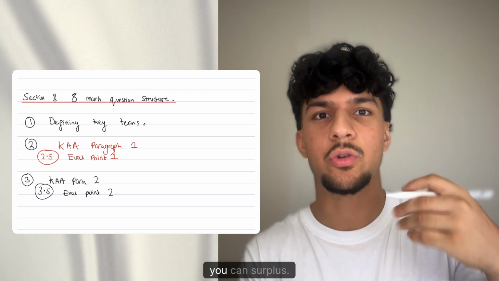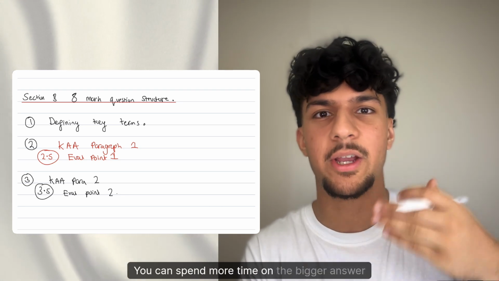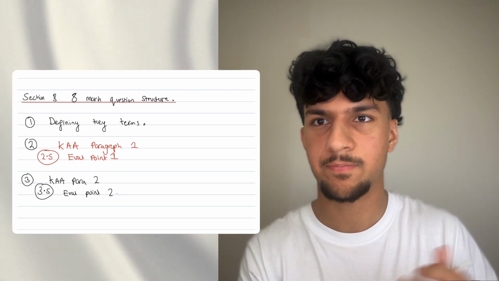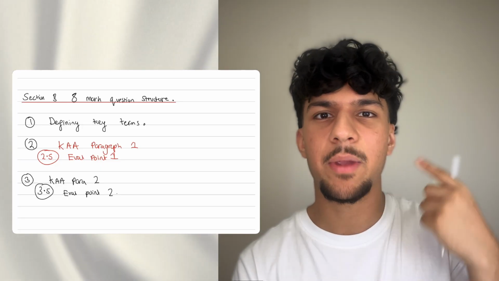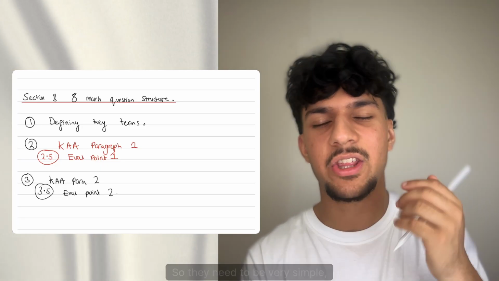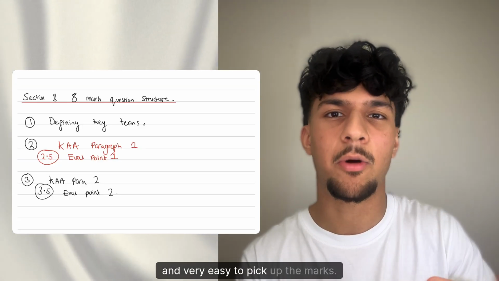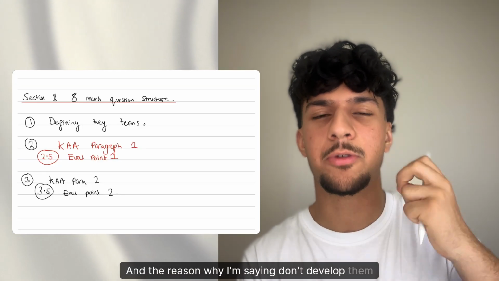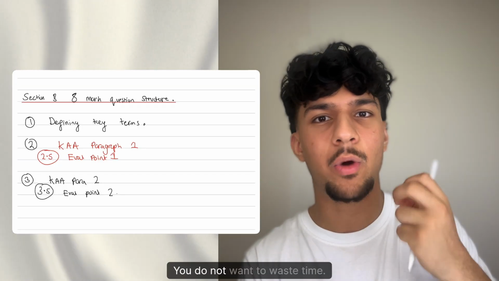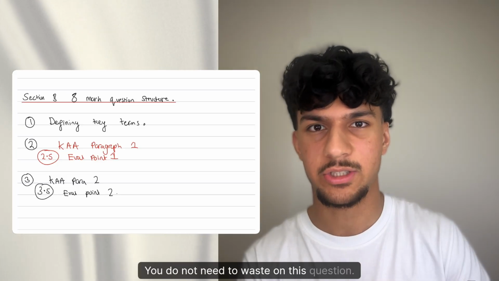Like I always say, you can spend more time on the bigger answer questions like the 15-mark question. If you are doing 2 points of evaluation, keep in mind that it's only 2 marks, so they need to be very simple, not very developed points, and very easy to pick up the marks. And the reason I'm saying don't develop them too much is because of timing. You do not want to waste time you do not need to waste on this question.